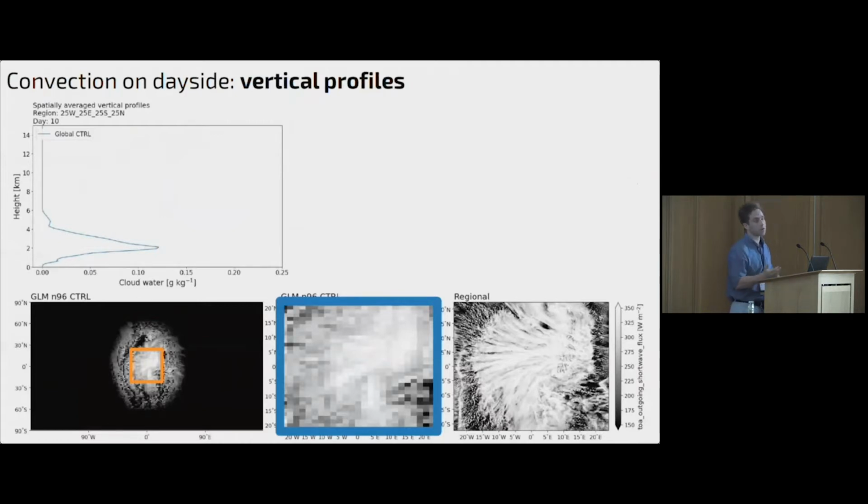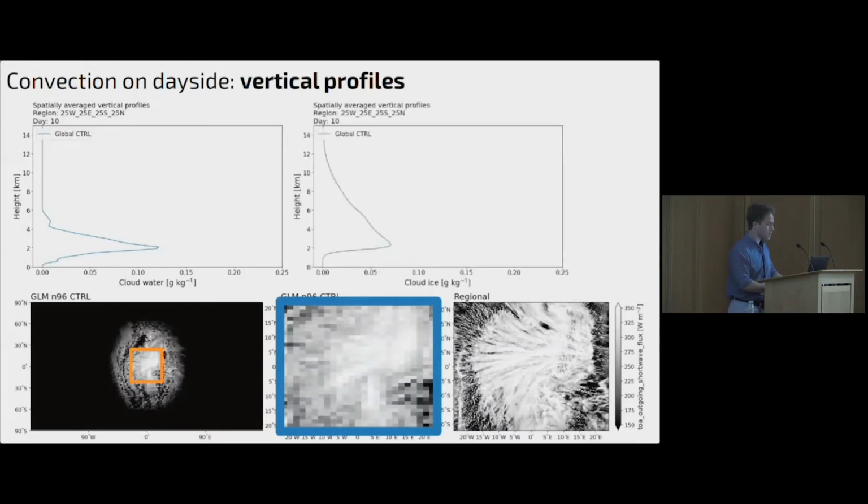And so, in terms of temperature or specific humidity, overall the curves are quite similar to each other, the curves from the global model and the regional model. And the biggest differences are actually in the structure of the clouds on the day side. And you can see this in terms of cloud condensate.